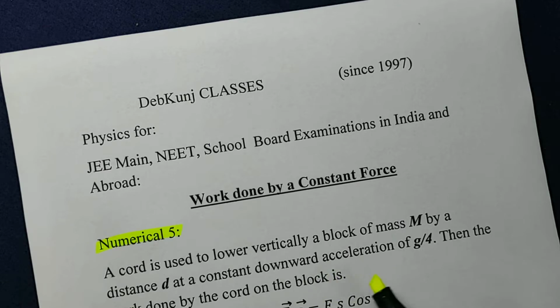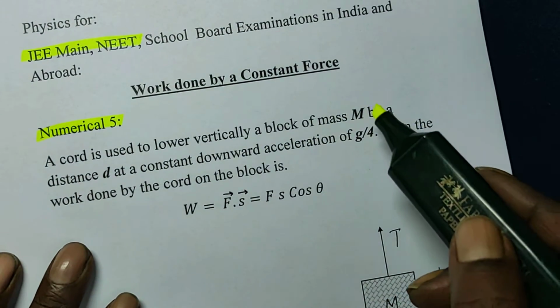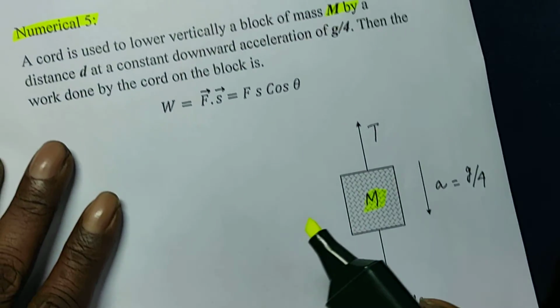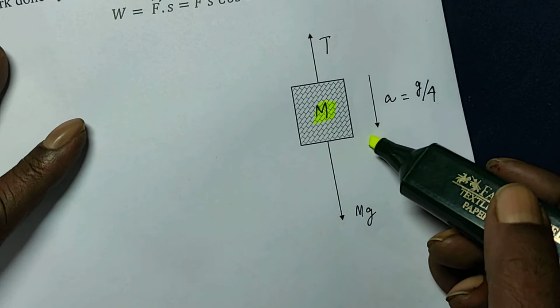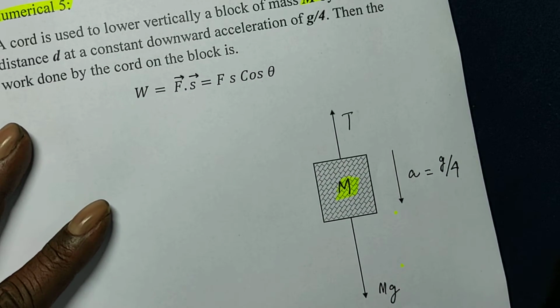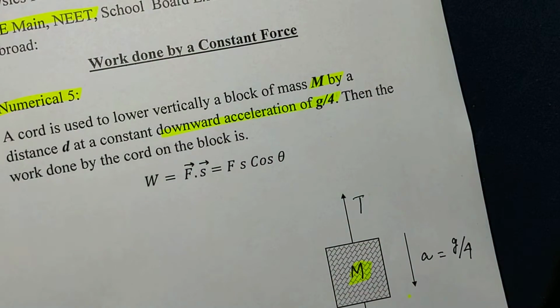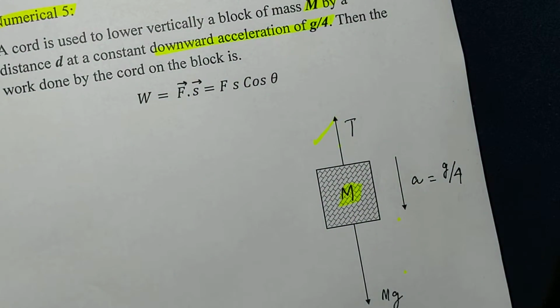This is also a good problem for JEE Main and NEET, not for JEE Advanced. A cord is used to lower a block of mass m, as I have shown here, by a distance d, let's say from this point to this point, at a constant downward acceleration g by 4, meaning 1/4 of the acceleration due to gravity. Then how much work is the cord doing on the block?